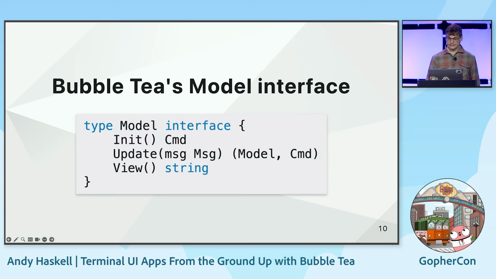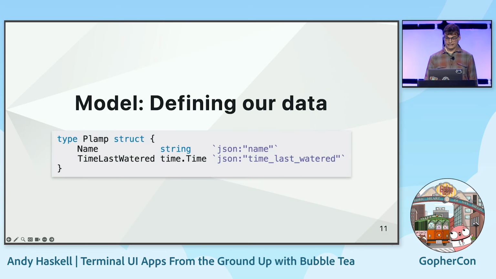And in Bubble Tea, all that Elm architecture logic is contained in one interface called model, which is surprisingly simple and flexible. We're using just three methods: init, update, and view. For the initial model data, we're going to need a type to represent a plant, so we'll start there with our initial type, plamp. Each plant has a name and a timestamp for when it was last watered.